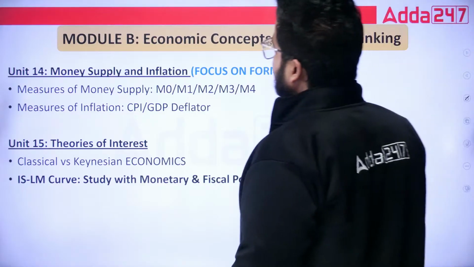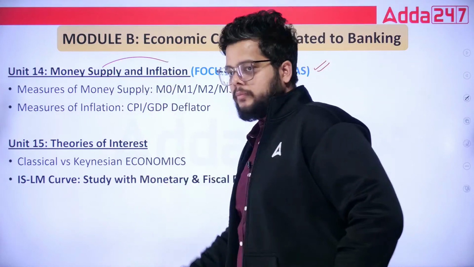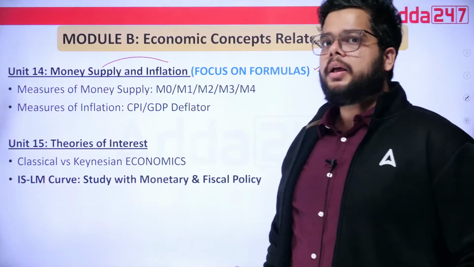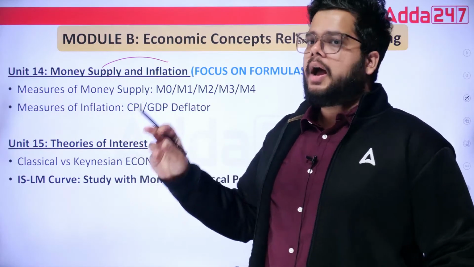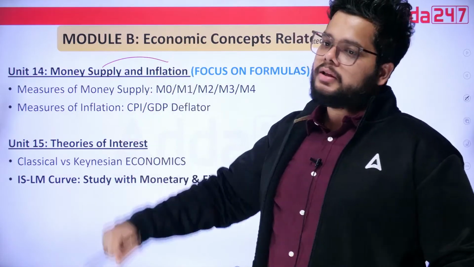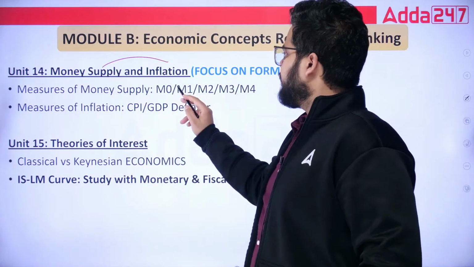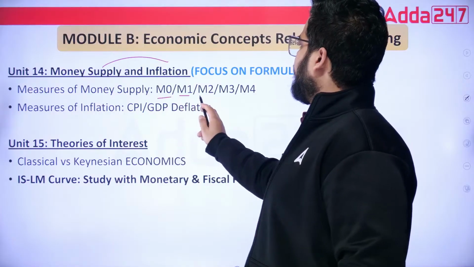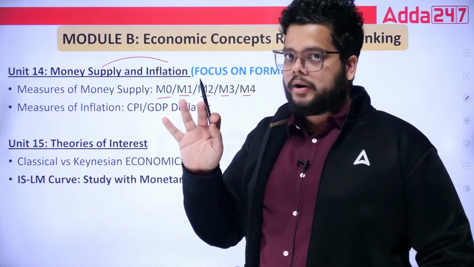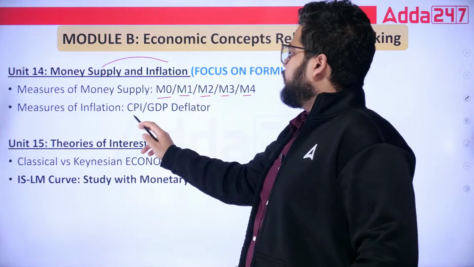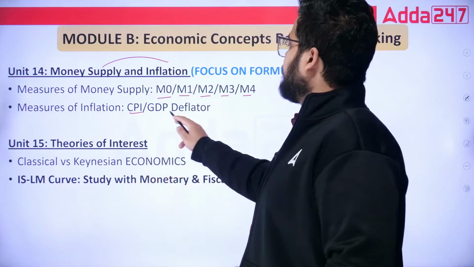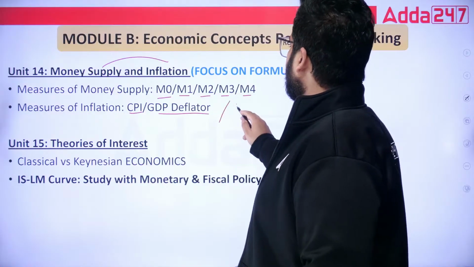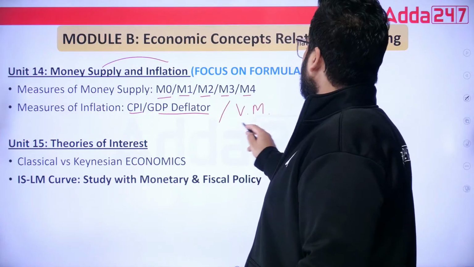Money supply and inflation, both these topics are very, very important, because the measure of money supply and the measure of inflation are the high-yielding topics of this unit. So for the measure of money supply, the formulas M0, M1, M2, M3, M4 are very, very important. Then for the measure of inflation, the formula of CPI, the inflation rate, how you calculate it, the GDP deflator. Then the velocity of money, very, very important.